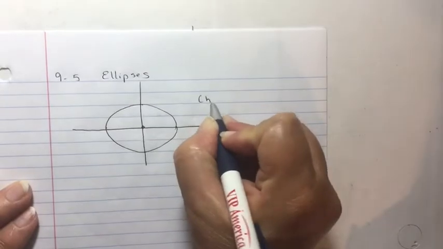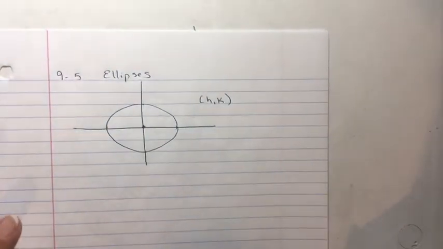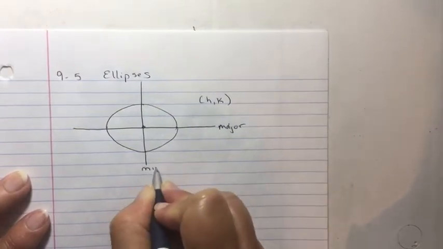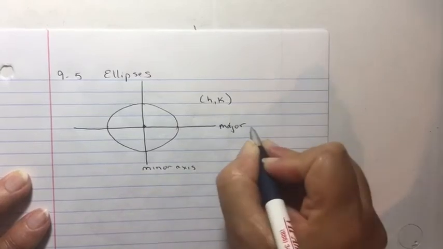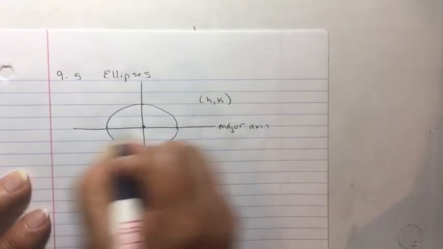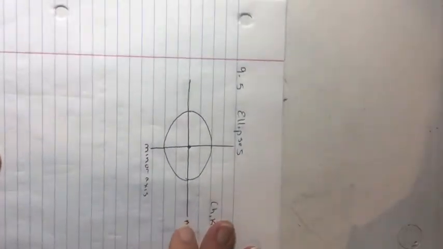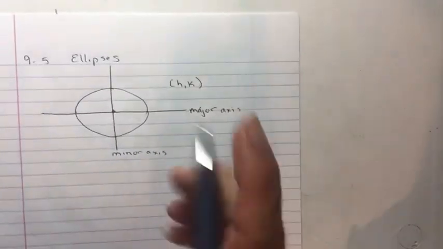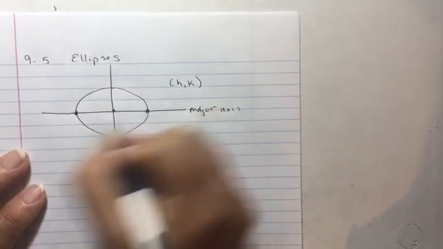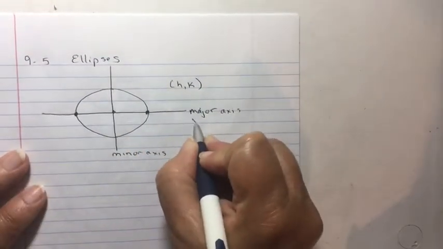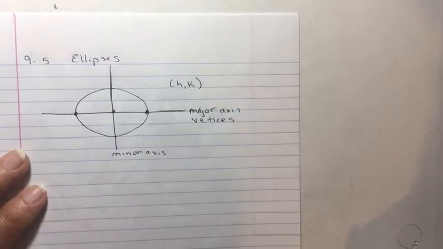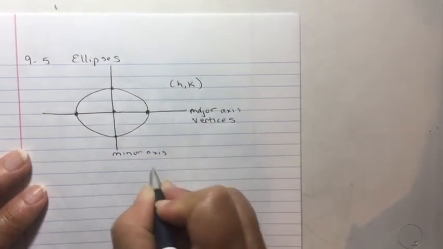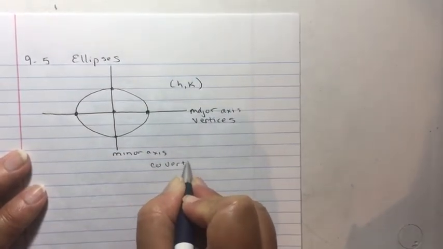You know what the center is, and we're still going to use H, K for the center, like we've done on the other kinds of functions. We're going to have what we call a major axis and a minor axis. Now those change depending on whether you have a long ellipse or a tall ellipse. The major always goes with the longer portion. At the ends of the long portions, you will find a vertex, and the plural is vertices. On the short end, you have co-vertices, plural for co-vertex.